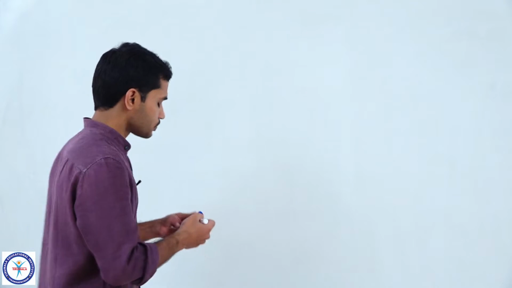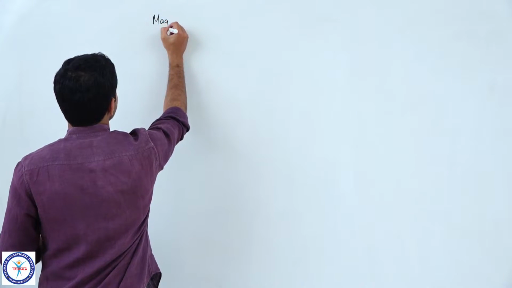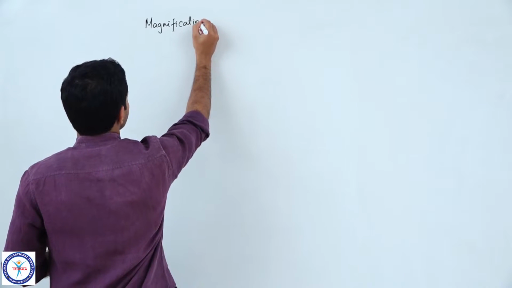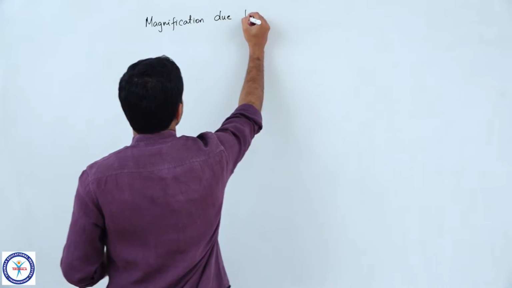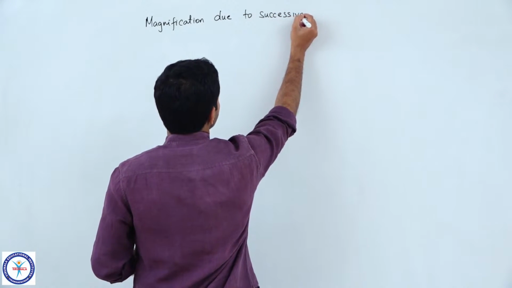So, when we have two or more mirrors, let us consider two mirrors for now. If light gets reflected from each mirror, and the final image is formed, how much will be its magnification when compared with the object? That is what we are going to learn now. So, let me write it down like this: magnification due to successive reflections.